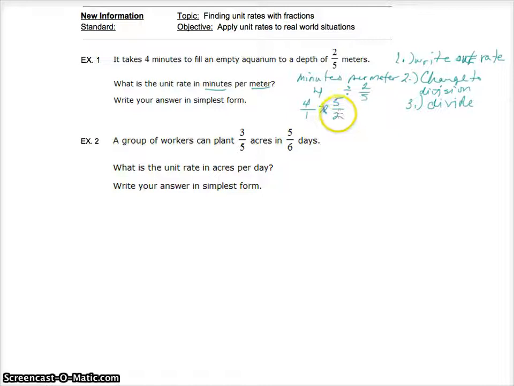I can cross-reduce here, so now I have 4/1 times 5/2. I can cross-reduce by a common factor of 2, giving me 1 and 2, because 2 goes into 4 and 2, which now I multiply straight across, and it leaves me with 10. So let's go back and apply that to our unit rate now. Our answer is 10, but it's 10 minutes per meter.